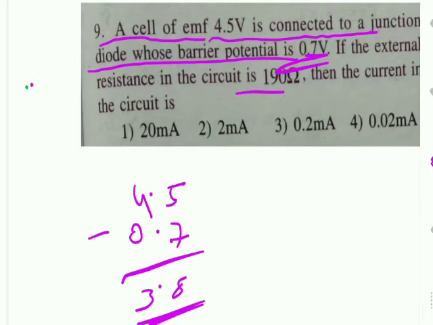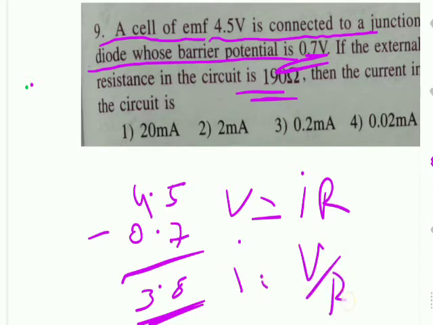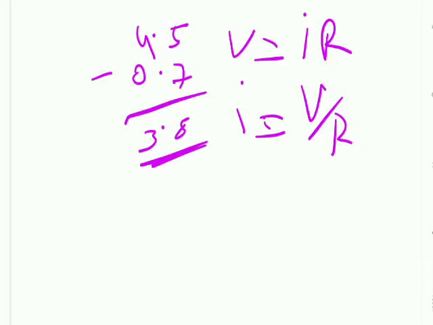Now again the given resistance. Asking the current, from the formula V is equal to I into R, I is equal to V by R. So I is equal to 3.8 by 190.